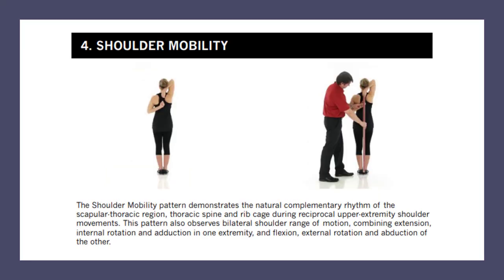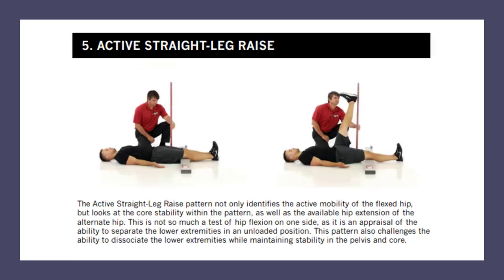The shoulder mobility pattern demonstrates the natural complementary rhythm of the scapular-thoracic region, thoracic spine, and the rib cage during reciprocal upper extremity shoulder movements. This pattern also observes bilateral shoulder range of motion, combining extension, internal rotation, and adduction in one extremity, and flexion, external rotation, and abduction of another.